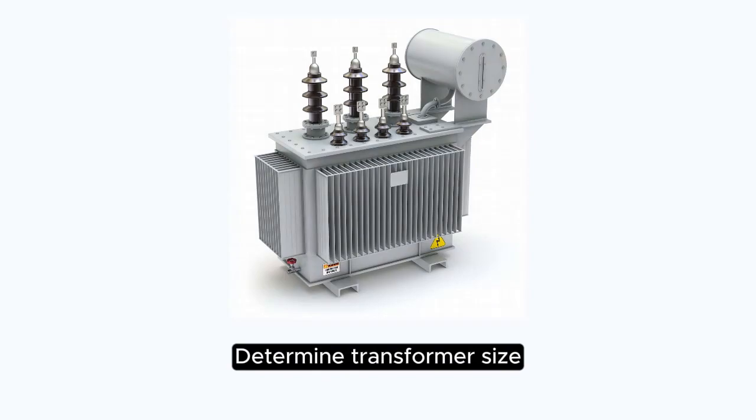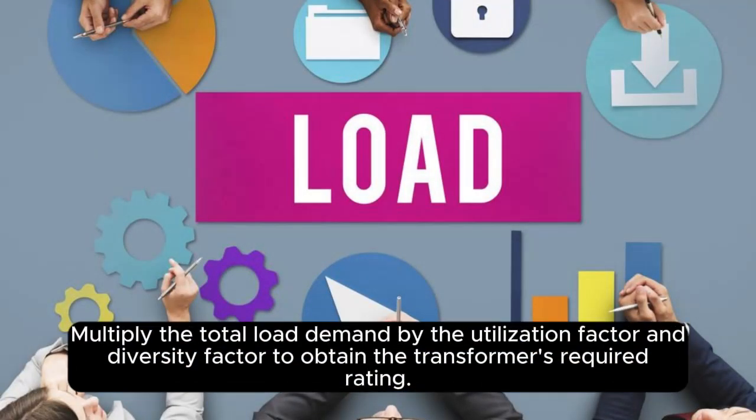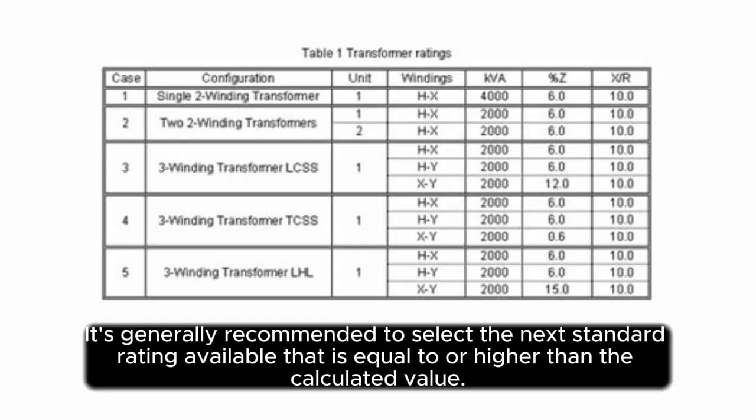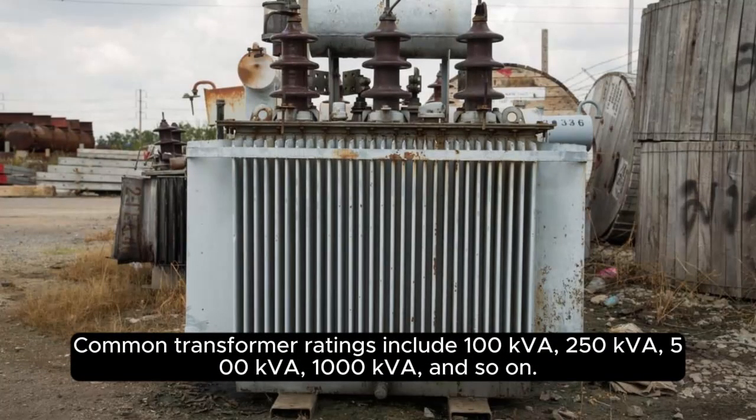Determine transformer size. Multiply the total load demand by the utilization factor and diversity factor to obtain the transformer's required rating. It's generally recommended to select the next standard rating available that is equal to or higher than the calculated value. Common transformer ratings include 100 kVA, 250 kVA, 500 kVA, 1000 kVA, and so on.